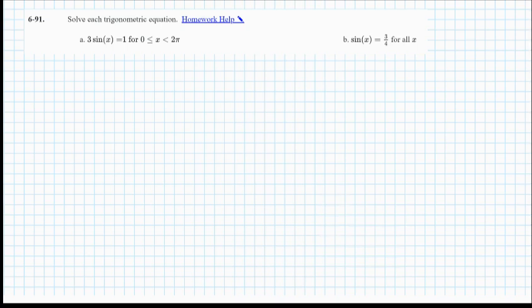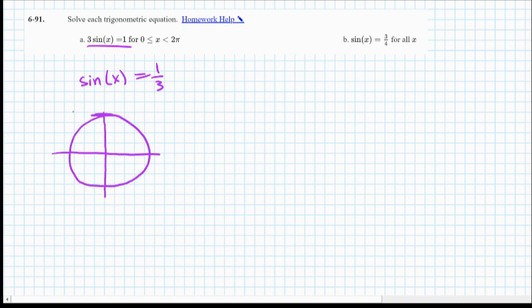Okay, so from here, first thing I'm going to do is get that trig function by itself. So I divide both sides by 3. I get sine of x equals 1/3. And let's just sketch this out to see what that looks like. Remember, when we're talking about sine on a unit circle, we're talking about the y value. So if the top of our unit circle is 1, which it always is, then 1/3, let's call it the y value about right here.